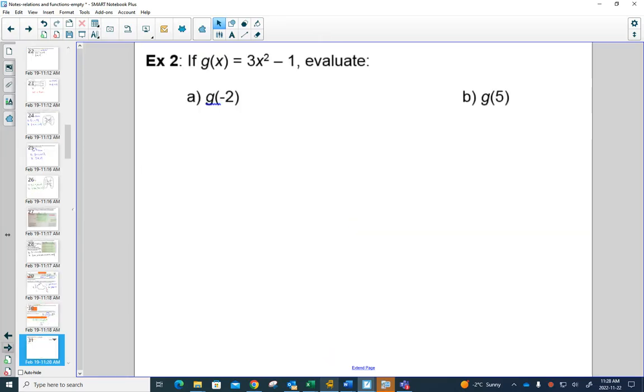Here's some for you to try. Again, if you'd like, you can think of the machine. Think of the machine of g of x. And you're throwing in minus 2, and you're throwing in 5. What are you going to get?